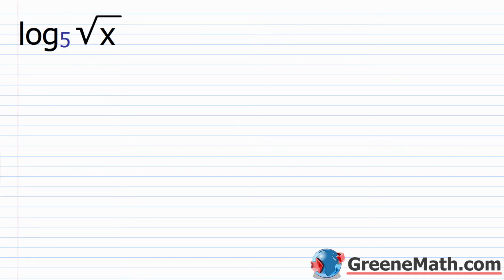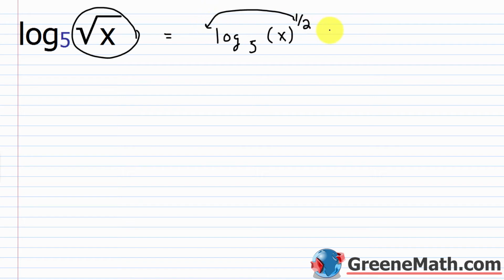What about log base 5 of the square root of x? So for this guy, you want to write it where you have a fractional exponent. So you're going to say this is log base 5 of x raised to the power of 1/2. And then you just want to bring this guy down. So this is going to be equal to 1/2 multiplied by log base 5 of x.